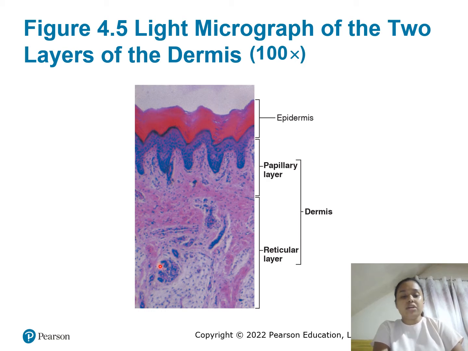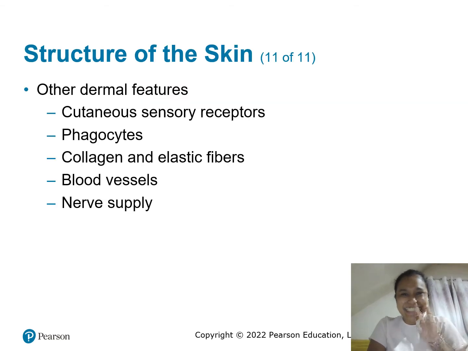These little O's here, that's your blood vessels. Okay, remember you can find your blood vessels in the reticular layer, and several other structures there that, in all honesty, I don't know what they are. But we'll just refer back to the previous slides. Okay, so what are your other dermal features? You can find your cutaneous sensory receptors, your phagocytes. Remember your phagocytes. You can also find your collagen and elastic fibers. As I said, your blood vessels, your nerves.